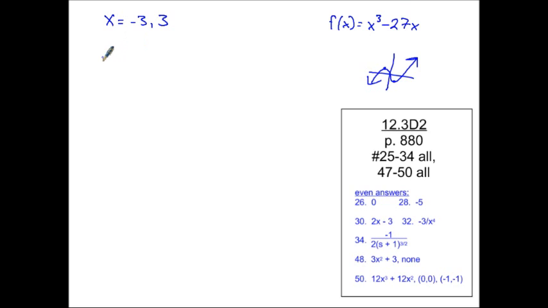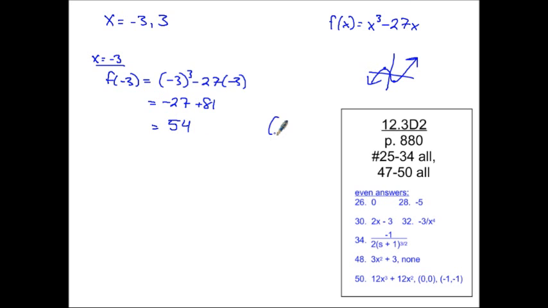Let's just do the negative 3 first, just because I listed it first. So for x equals negative 3, I want f of negative 3. Remember we're going back to the original function here. So negative 3 cubed minus 27 times negative 3. That's going to be a negative 27 plus 81, and that equals a positive 54. So one of my 2 points is negative 3 comma 54.